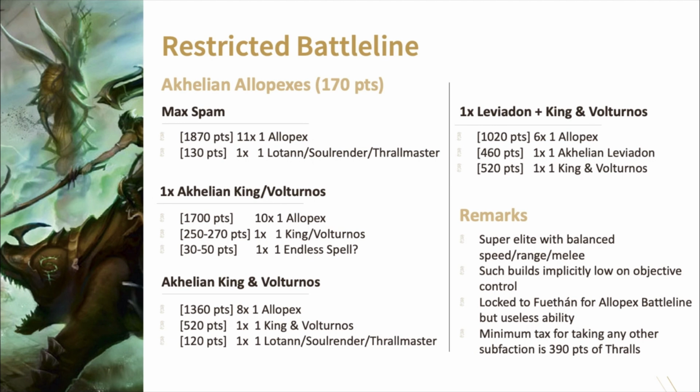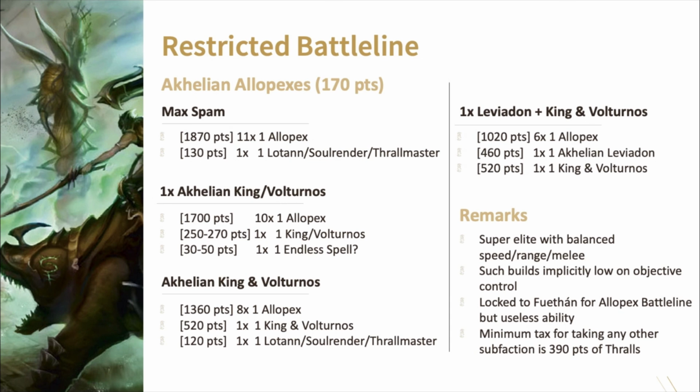Again, spam lists are often not the right way to go, but it's interesting to see what the upper limits are. We could pair them with one of either a king and Volturnos, which is 250 for a king or 270 for Volturnos, which is great because the king allows D3 units once per game to fight as though it's high tide, and Volturnos lets them during high tide once per game get +1 attack in melee.